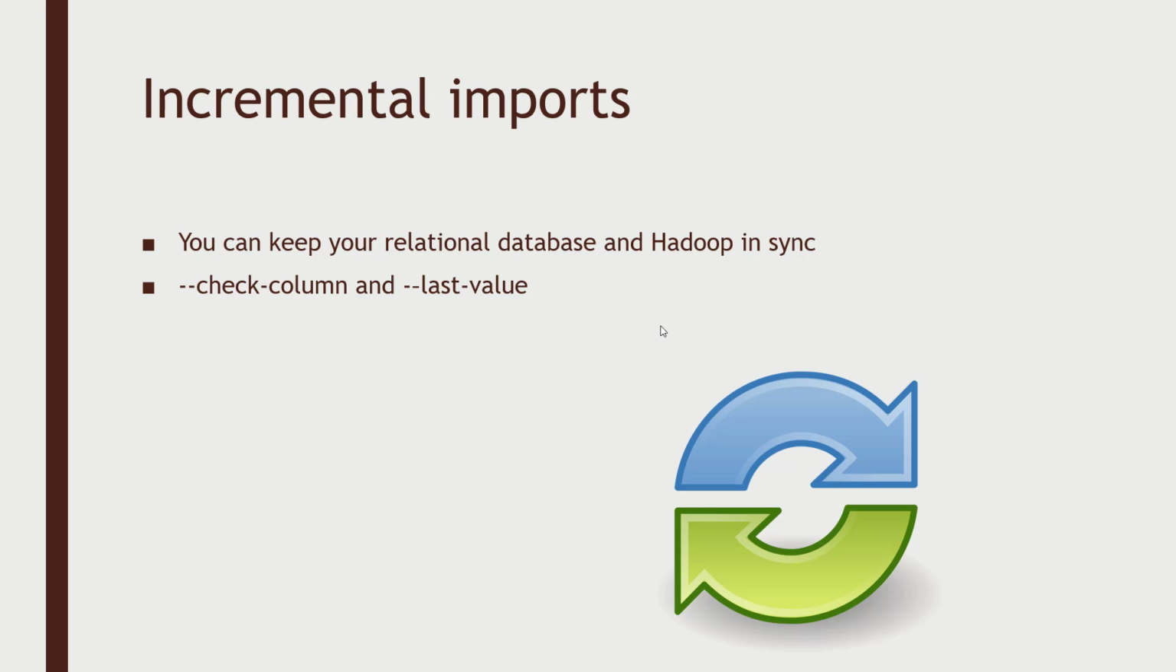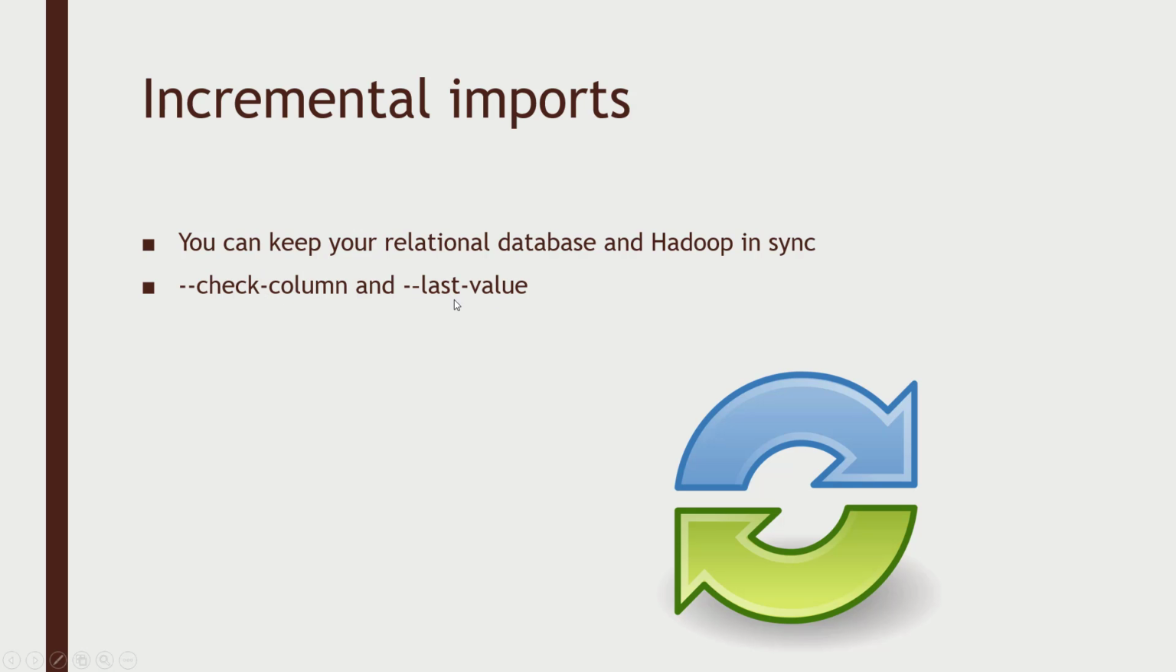Another cool thing about Sqoop is that you can do incremental imports. So there are a couple of other parameters too. Check column, which is basically a column that contains something like a timestamp or a sequence number or something like that. And then you can provide a last value argument as well that will say, I only want to import data where this column's value is greater than some given value.